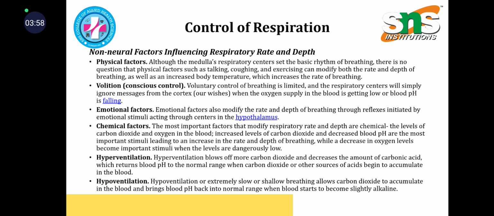Hyperventilation blows off more carbon dioxide and decreases the amount of carbonic acid, which returns blood pH to the normal range when carbon dioxide or other sources of acids begin to accumulate in the blood. Hypoventilation, or extremely slow or shallow breathing, allows carbon dioxide to accumulate in the blood and brings blood pH back into the normal range when blood starts to become slightly alkaline.